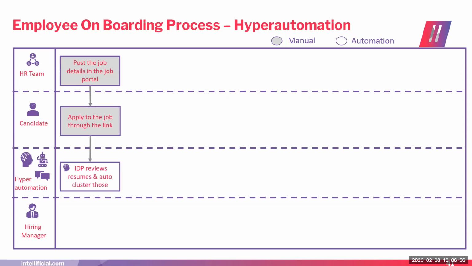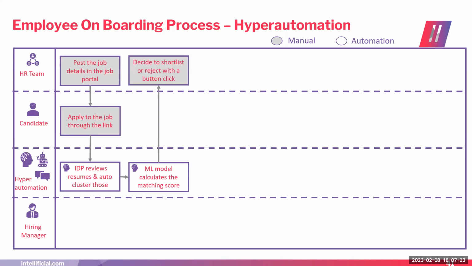And afterwards, the intelligent document processing tool, which reads the documents, can review the resume and auto cluster those. The machine learning models then calculate the matching score of the resume with relevance to the job requirement. Say, for example, this particular resume is 80% matching to the job description. It can give a score like that.